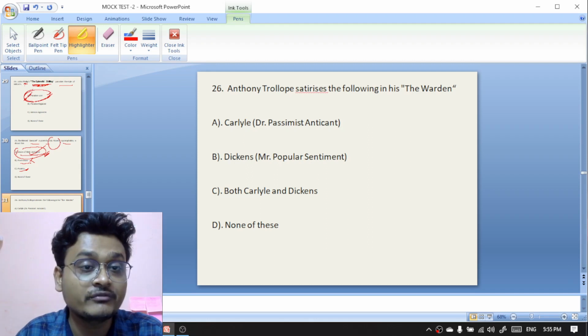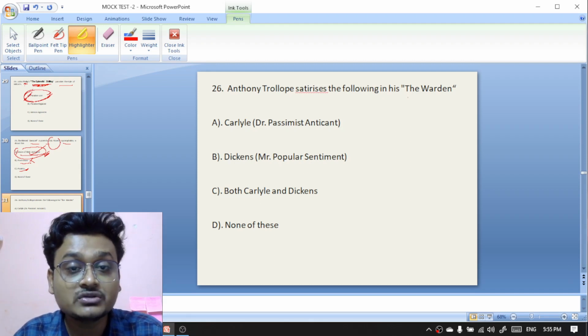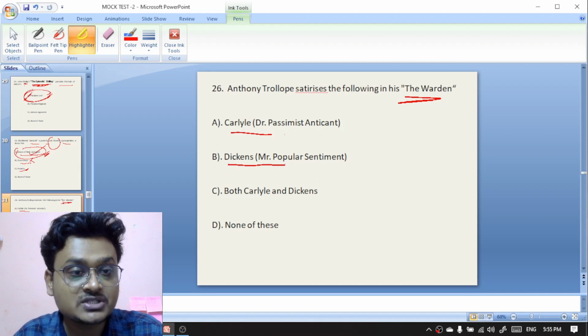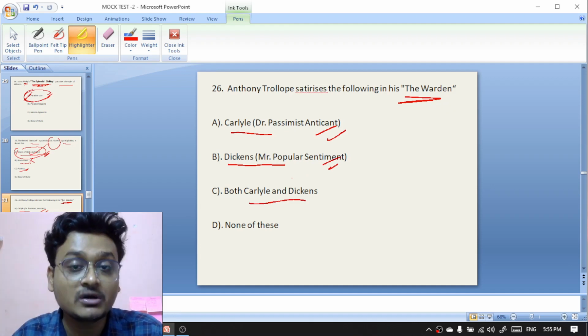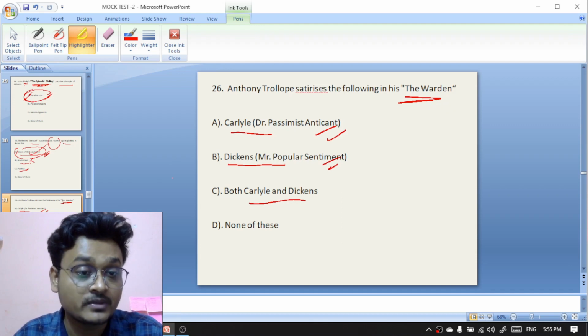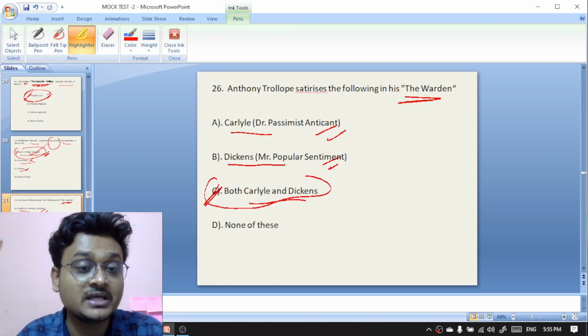Next question: Anthony Trollope satirizes the following in his The Warden: Thomas Carlyle as Dr. Pessimist Anticant, or Dickens as Mr. Popular Sentiment, or both Carlyle and Dickens. So here Anthony Trollope satirizes both of them, that is both Carlyle and Dickens. So here C is the right option.